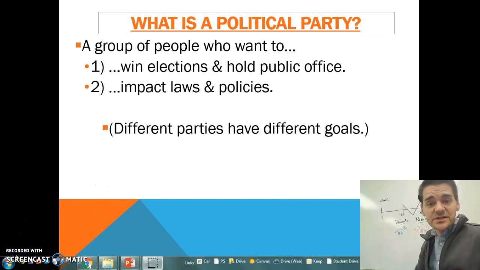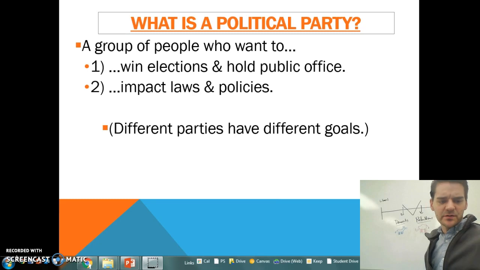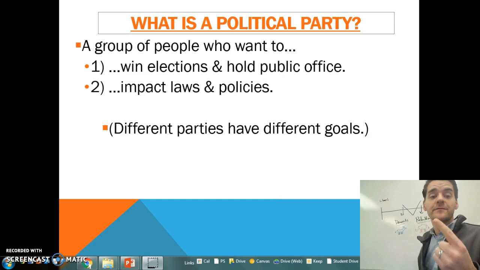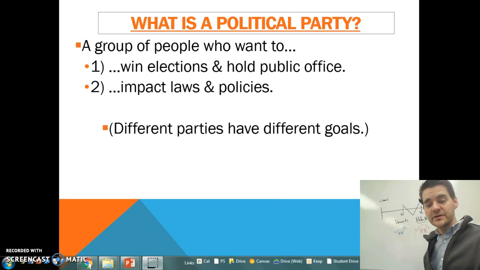So we should ask ourselves first, what exactly is a political party? Well, that's a great question. A political party is simply a group of people who want to do 2 things. Number 1, they want to first of all win elections in order to hold public office. And number 2, once they hold public office, they want to impact laws and policies in our country. Now, obviously, different political parties have different goals.